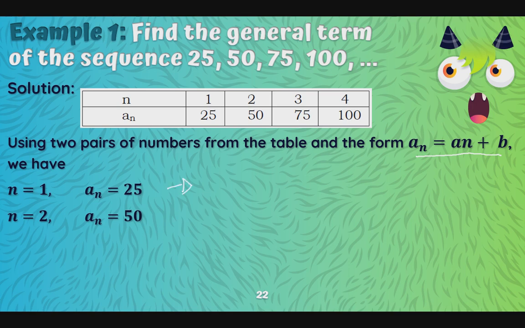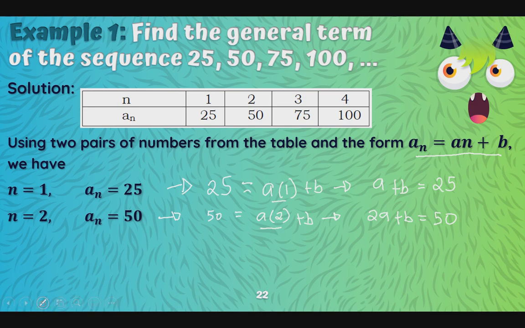So, magiging a sub n, which is 25 sa unang pair natin, is equal to a times n, which is 1, plus b. At kapag inayos natin yan, binaliktad natin, magiging a times 1 is a, plus b is equal to 25. Now, punta naman tayo dito sa ating second pair. 50, ang ating a sub n is equal to a times 2 plus b. Kapag in-arrange natin yan, pwede yan maging 2a. Ang 2a na to galing dito sa a times 2 plus b is equal to 50.